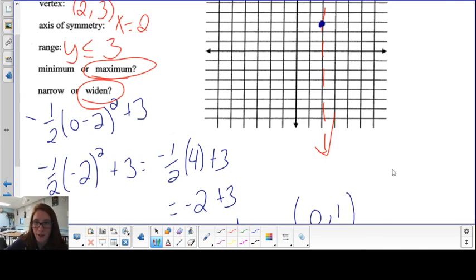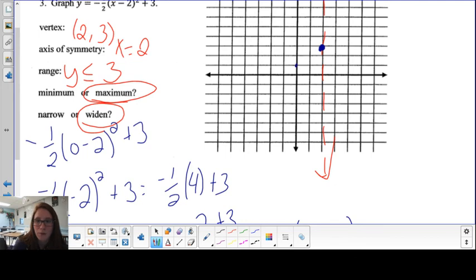So I'm going to go ahead and graph that. So I'm going to be at 0, 1. And since I'm 2 away, I need to go 2 away to the right.